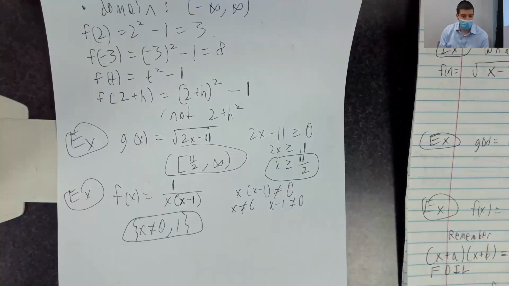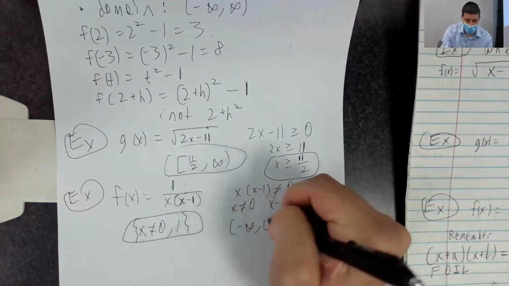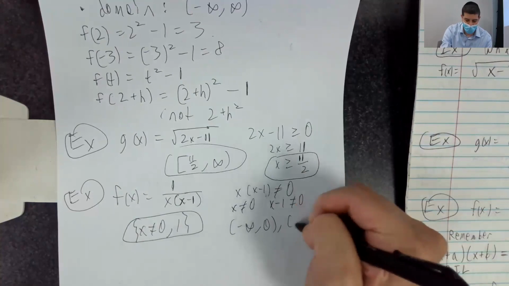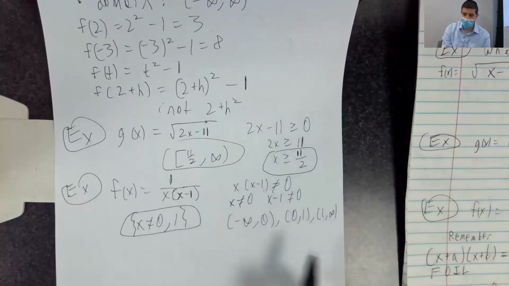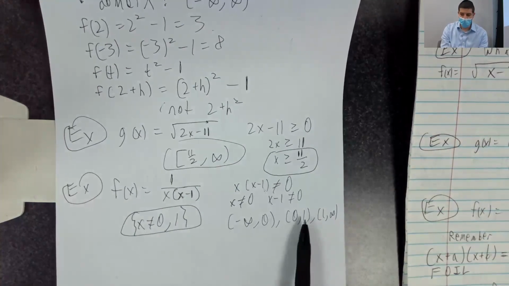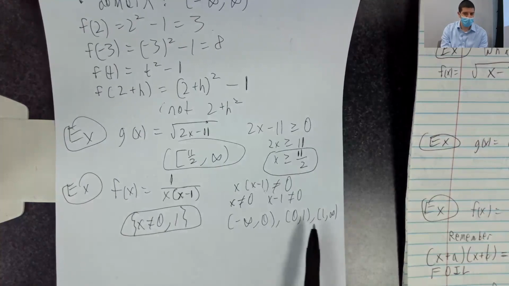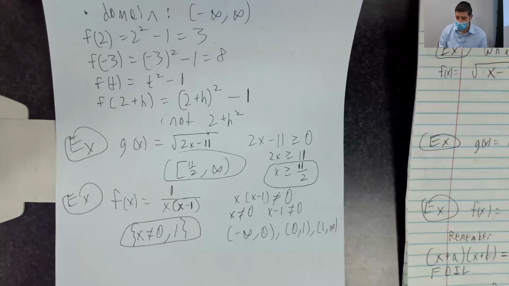Someone, how do I input that into WebAssign? What do I have to do? Negative infinity to 0, union 0 to 1, union 1 to infinity. Yeah, so this means the same thing. See, 0 has open parentheses, and 1 has open parentheses. So it means it's not included, right? It's not included in the domain. Okay.